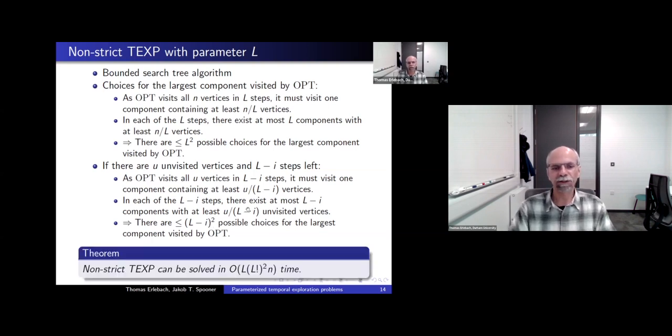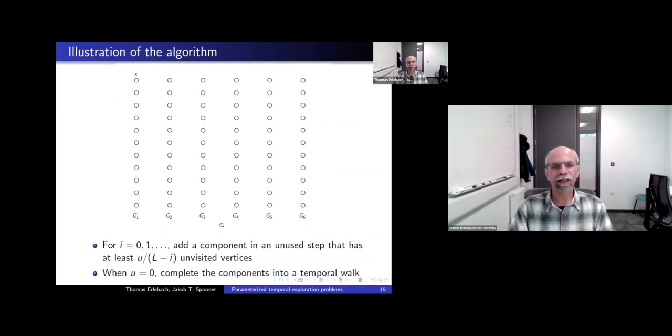And combining this, you get an FPT algorithm that solves non-strict TEXP in running time L times (L factorial) squared times n. So this is an FPT algorithm in parameter L. Let me illustrate this algorithm.